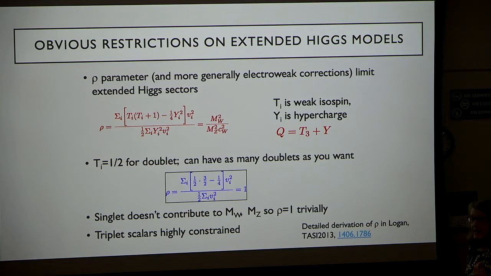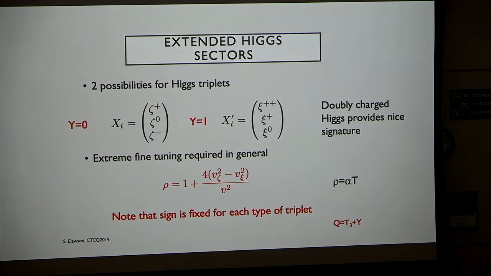What about if you had a gauge singlet? A gauge singlet doesn't contribute to M_W and M_Z because it's a gauge singlet, so rho is 1 trivially. So people like gauge singlets too because they don't mess up the rho parameter. But what about triplet scalars? That's the next simplest thing. Well, we can use this formula to get the rho parameter. So there are 2 possibilities for Higgs triplets. There's a Y equals 0, which has plus, 0 and minus, and there's a Y equals 1, which has doubly charged scalars, singly charged scalars, and neutral scalars.